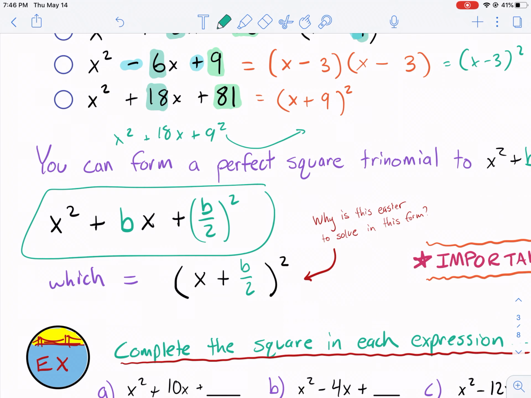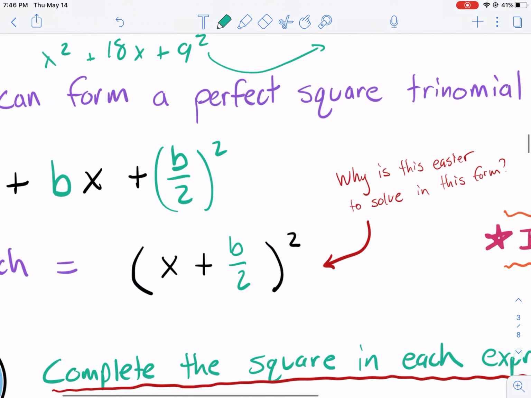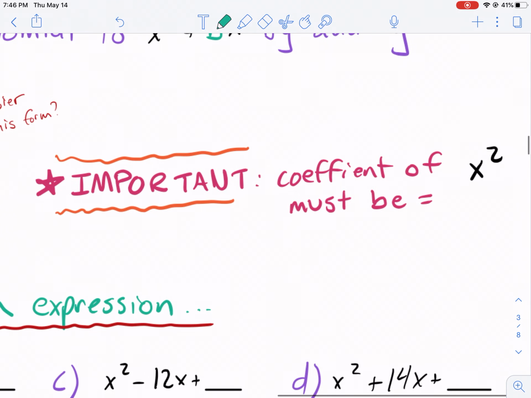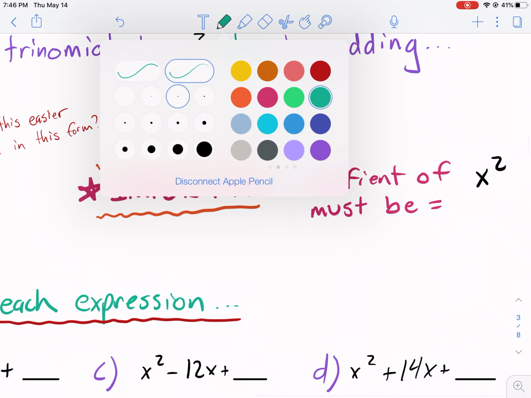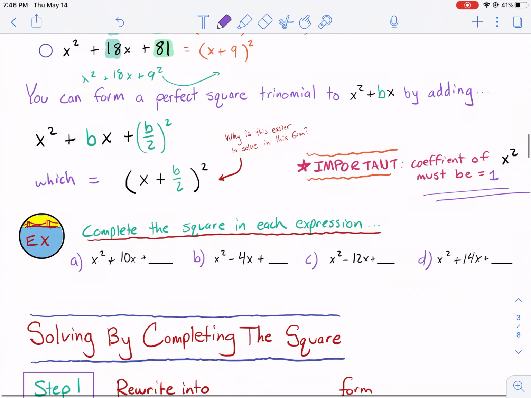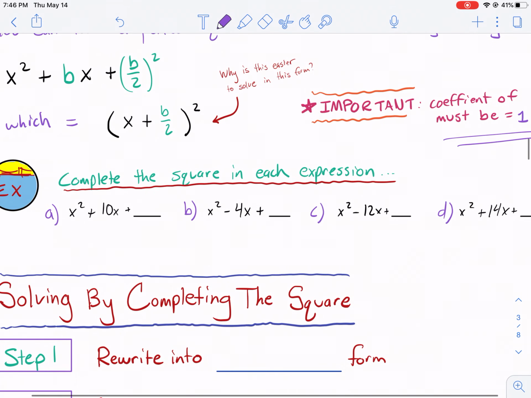Most of the time we want to get it into factored form, but if we can, perfect square form is even better. Now here's an important note. The coefficient of x squared must be equal to 1 for us to complete the square. So if it's not, you need to make sure you get it equal to 1 by doing some equation manipulation.